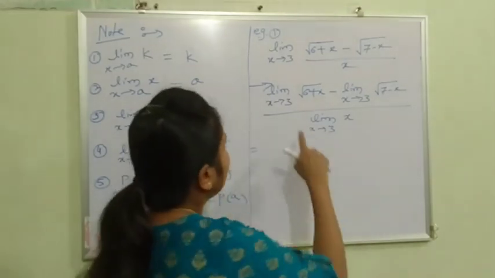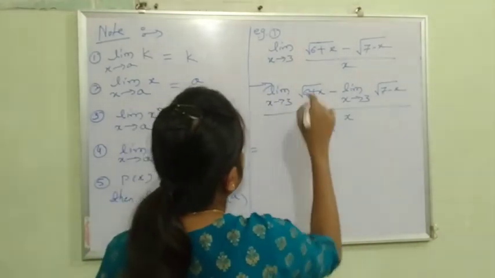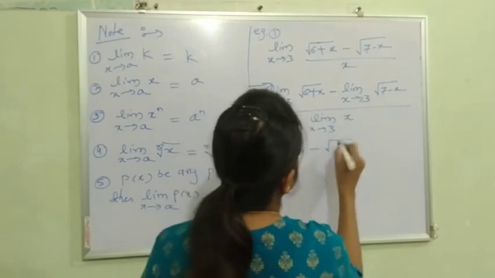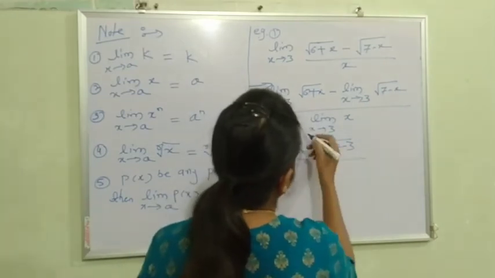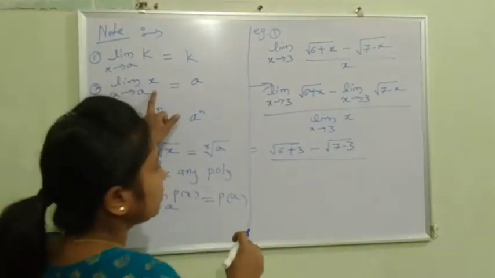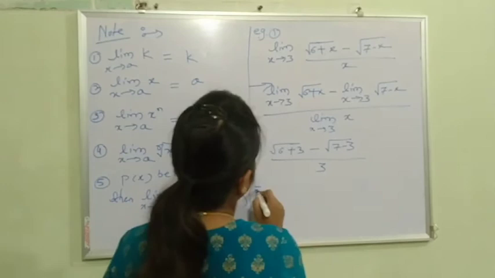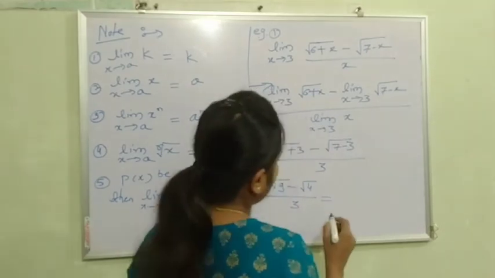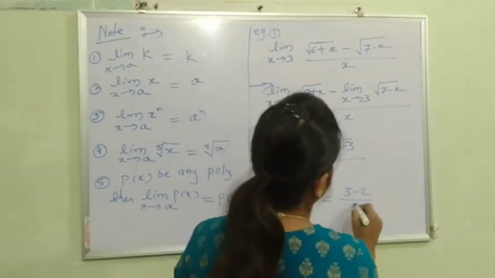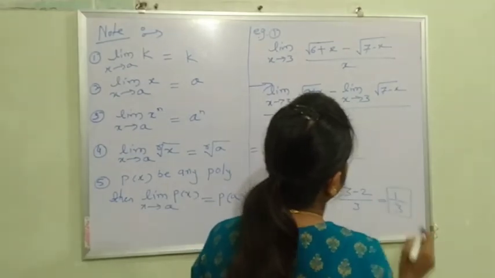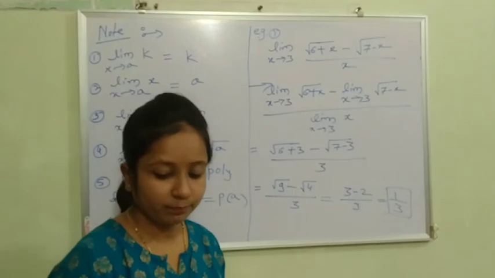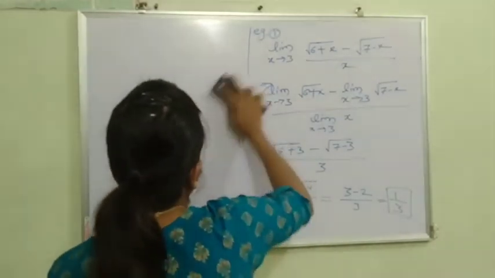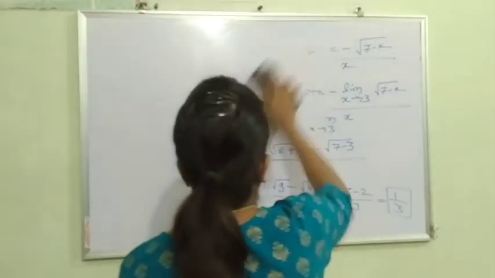Now simplify. Substitute x as 3: the square root of 6 plus 3, minus the square root of 7 minus 3, and the limit of x as x tends to 3 is a, which is 3 here. What we obtain is the square root of 9 minus the square root of 4, divided by 3, which is 3 minus 2 divided by 3, equal to 1 by 3. So 1 by 3 is the limit of this function. We are using this algebra and these notes to solve this example.